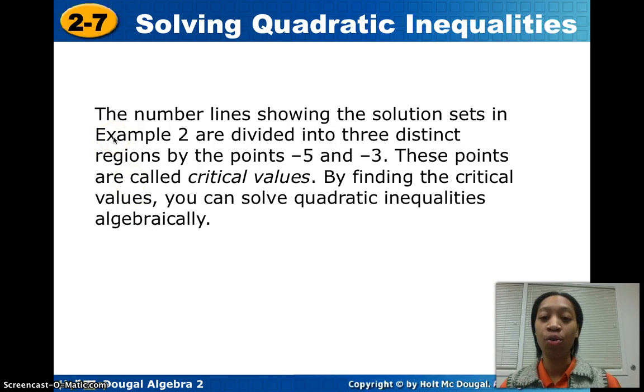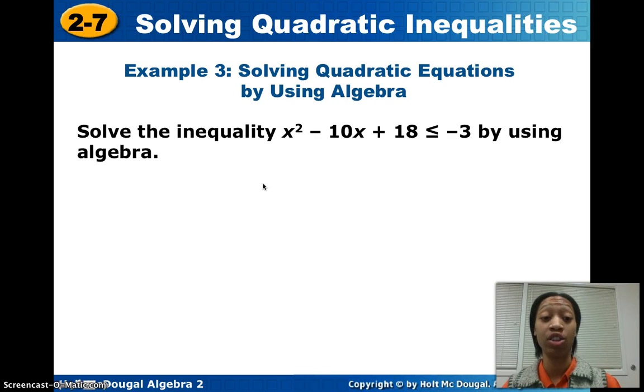The number lines show the solution set for example 2, and so we can see that the solution, no matter if we're talking about greater than or less than, is divided into three areas. The number line has been divided into three sections by the points negative 5 and negative 3. Those points are called critical values. And by finding the critical values, you can solve quadratic inequalities algebraically. So we can do this algebraically if we simply find those critical values, and then we can graph them on the number line. So let's see if we can do this one algebraically.